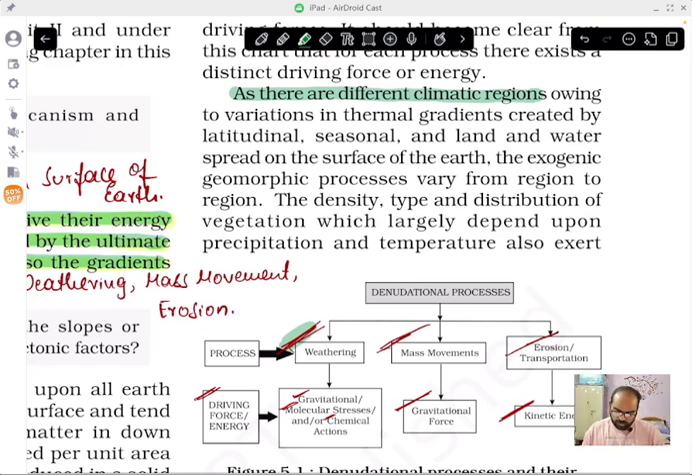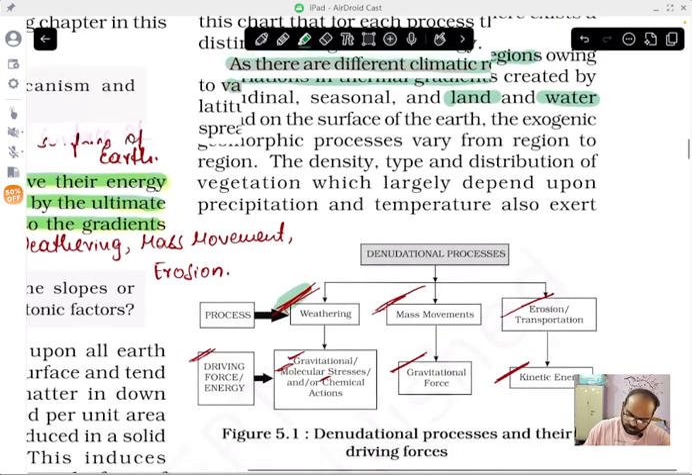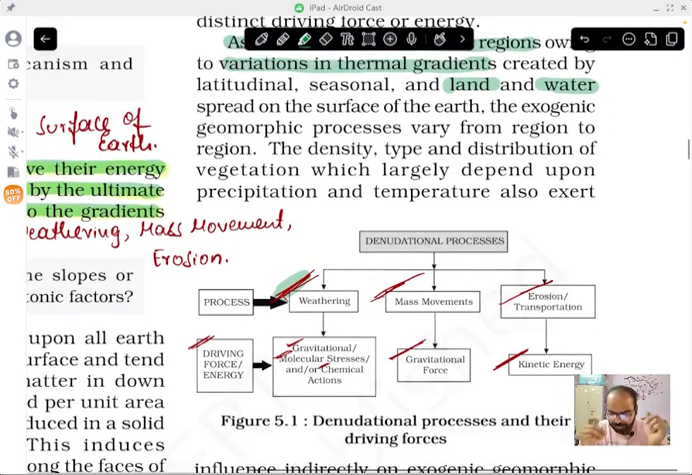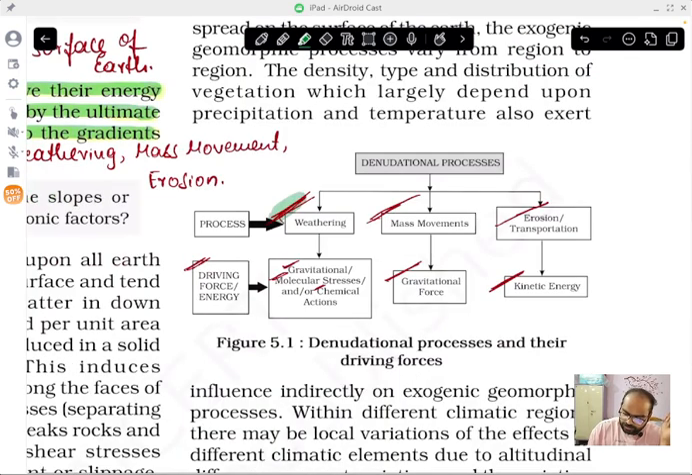Why do they vary? As I have just said, there are variations in thermal gradients, that is variations in temperature from climatic region to climatic region. There is a difference in the amount of land and water also, and in the type of vegetation distribution, that is the density, type and distribution of vegetation. Vegetation is nothing but forest. The amount of forest present in each climatic region also differs. So based upon it also, exogenic processes operate.